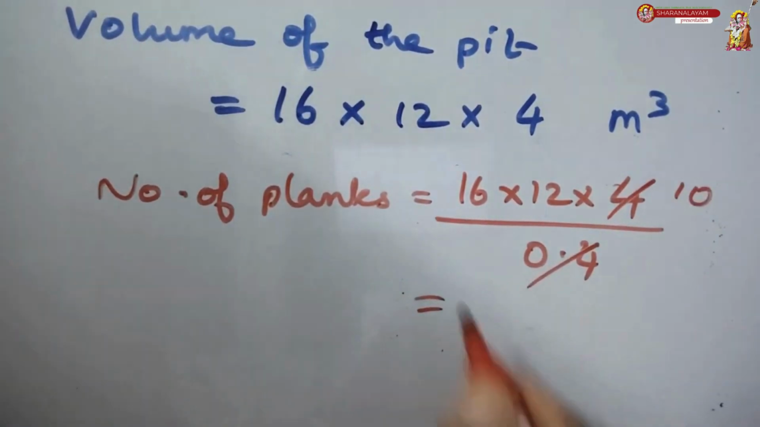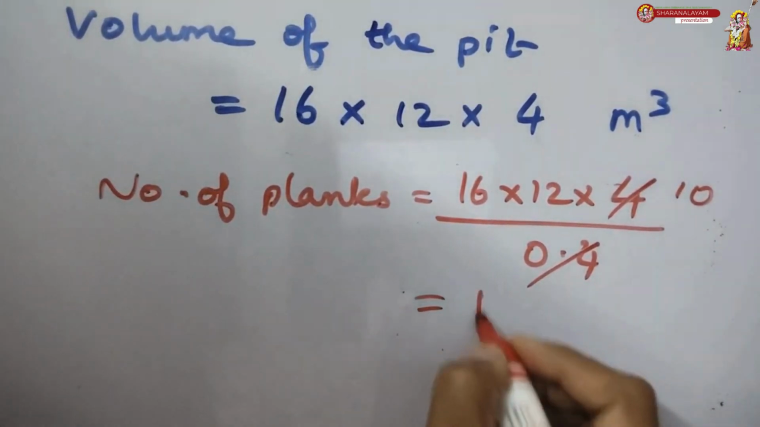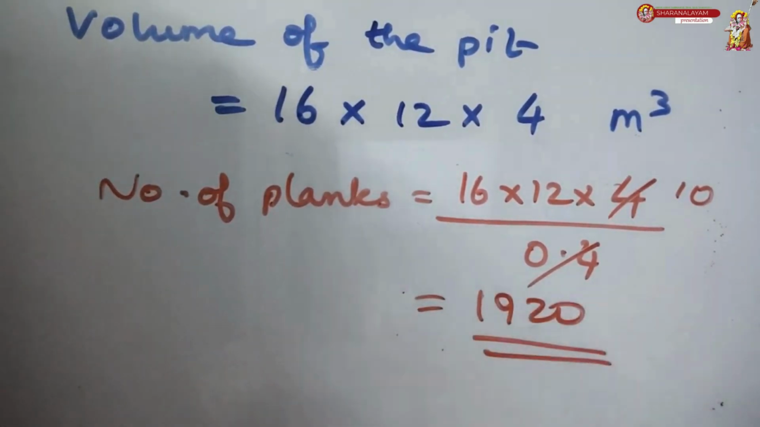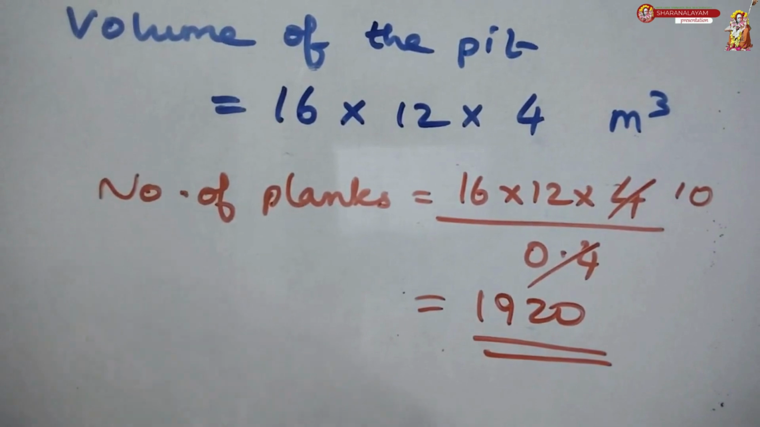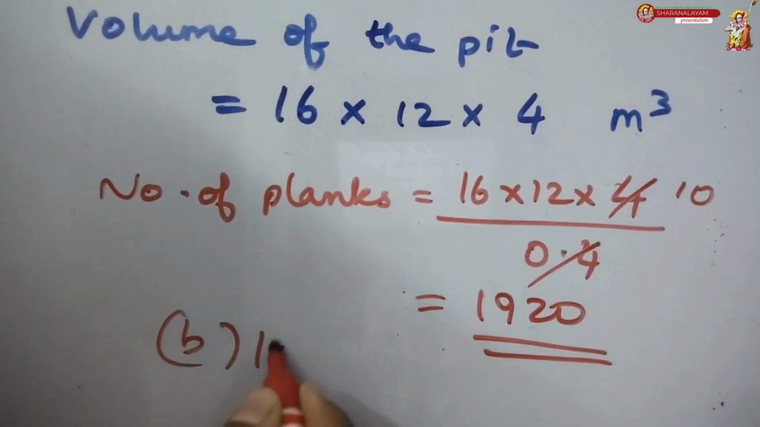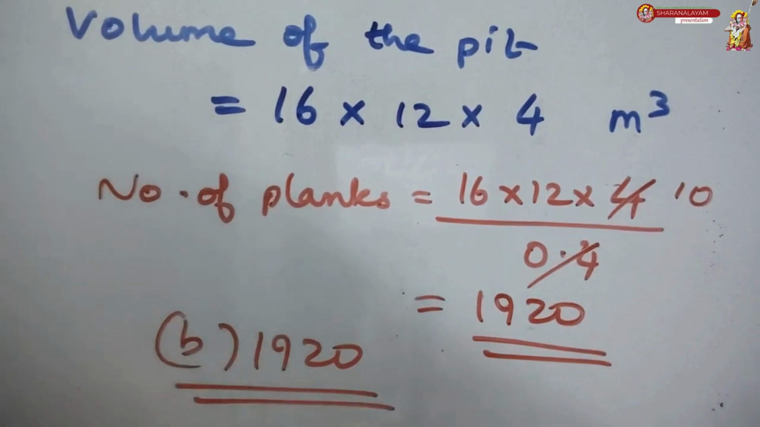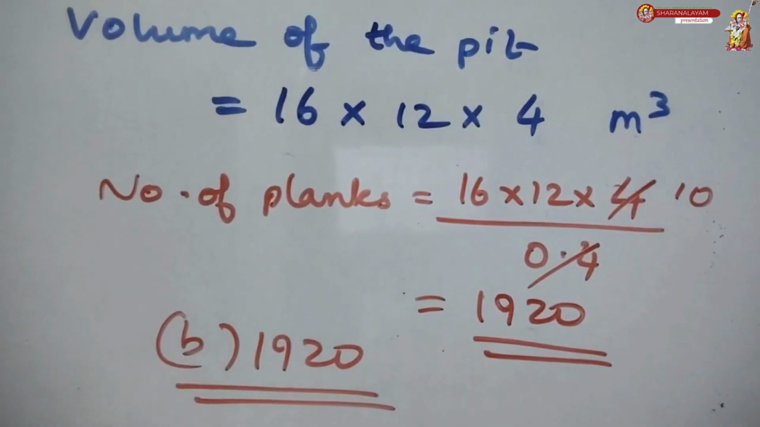This will be equal to 10. So 16 into 12 into 10, that gives you 1920. So the correct option is B, 1920 planks can be stored inside the pit.